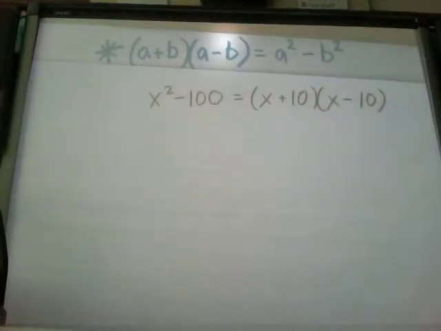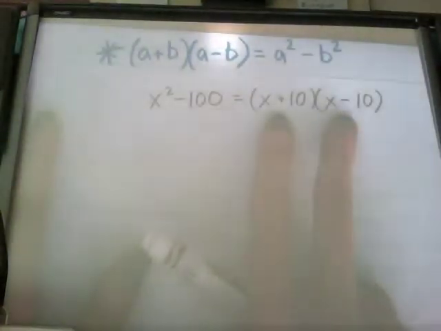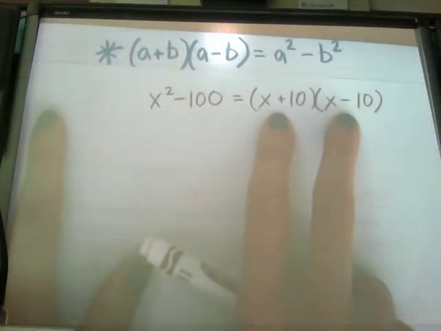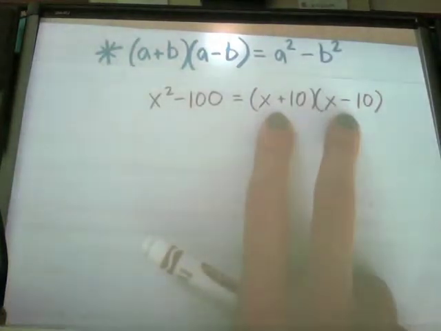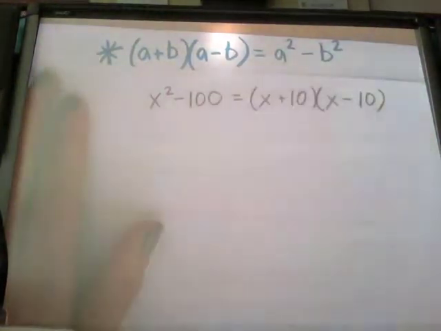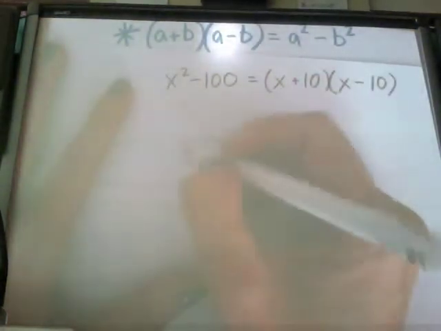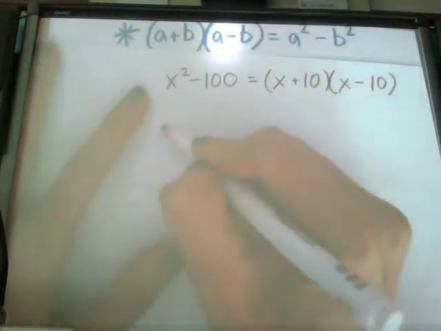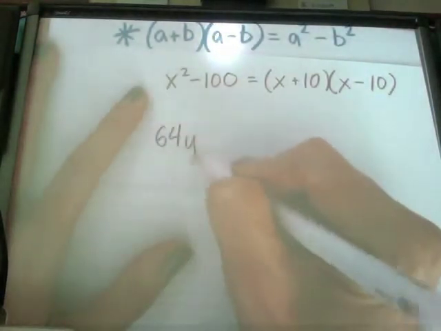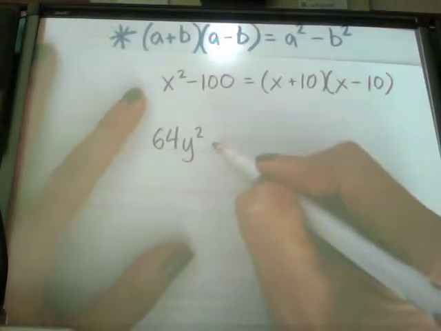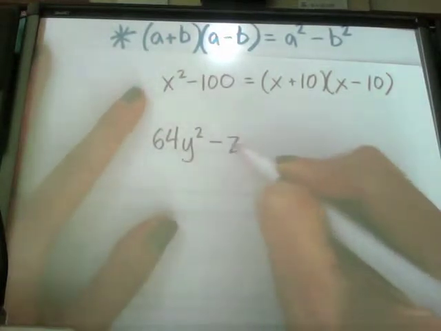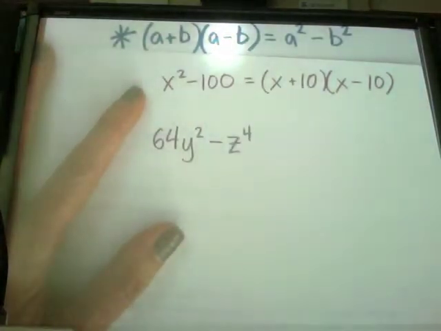I'll do another one in a second. It doesn't matter which one gets a plus and which one gets a minus. We can multiply in any order. My habit is I always put the plus first and the minus second, but it doesn't matter. Let's do another one. What if I say, let's make this one a little harder, 64y squared minus z to the fourth.